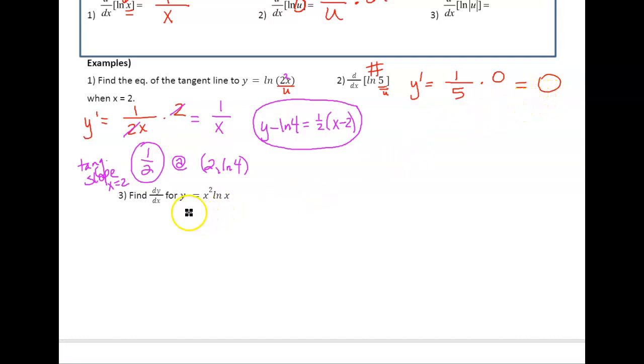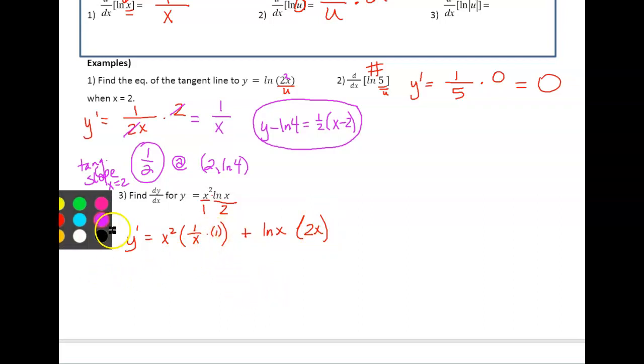All right, let's move on to number 3. You need to recognize that this is a product, so this is going to be 1, and this is going to be 2. So our derivative is 1. The derivative of natural log is 1 over its inside times the derivative of x, which is 1, plus 2. And then the derivative of x squared is 2x.